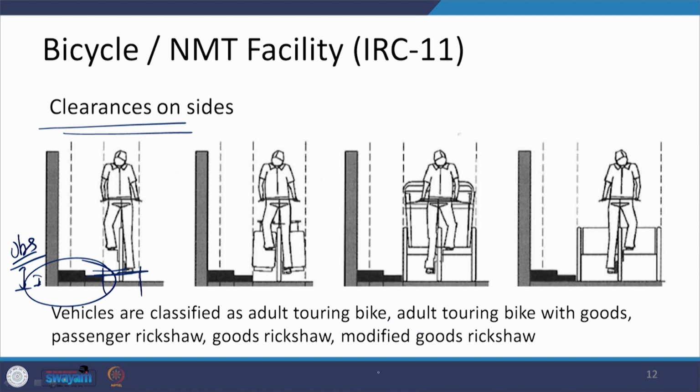So, the height of the obstruction and the placement of the obstruction is going to define what type of clearances need to be provided, whether the cycle is being used by a person or is also being used to carry certain goods, and the same is the case when you are talking about the cycle rickshaw. That is where the classification has been talked about in terms of adult touring bike, bike with goods, passenger rickshaw, goods rickshaw or modified goods rickshaw, and all of those things.